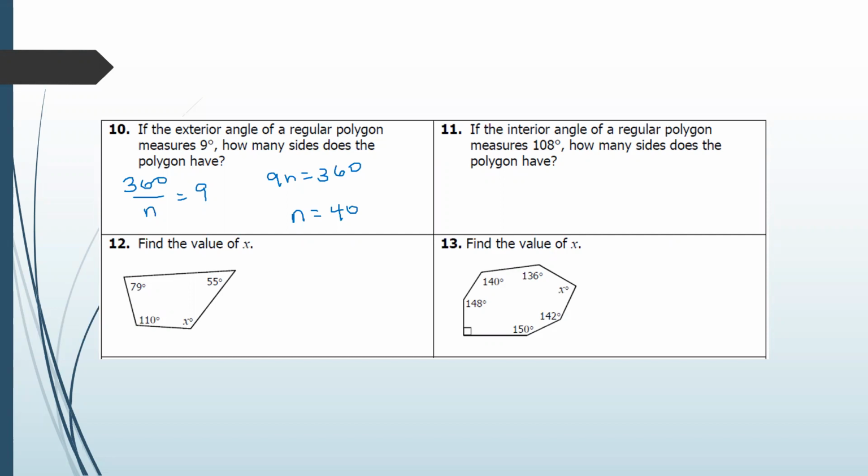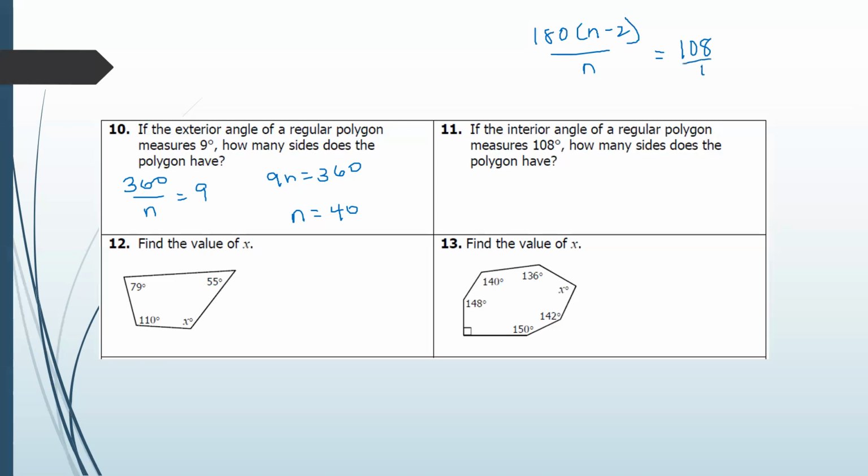And number 11, if the interior angle of a regular polygon is 108 degrees, how many sides does the polygon have? So let's see. We know that the measure of one interior angle of a regular polygon is 180 times n minus 2 over n. And we don't know n, but when we add all of those interior angles together and then divide by n, we're going to get 108. So one interior angle is 108. So now we just have to solve for n.